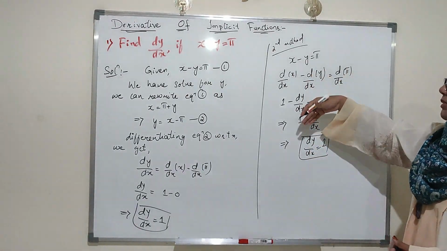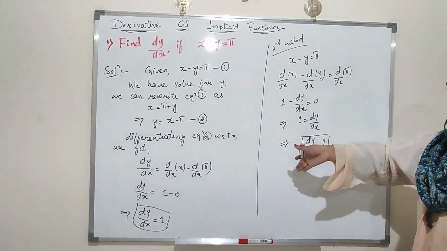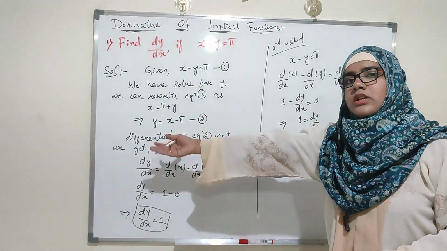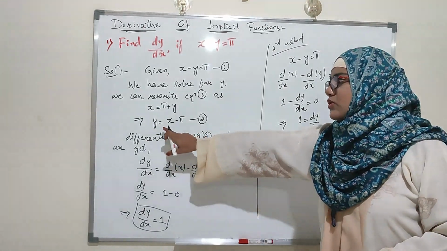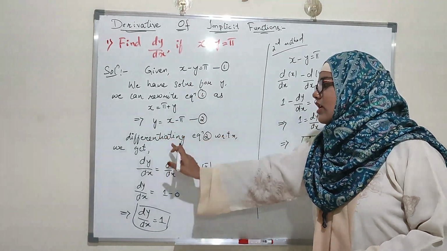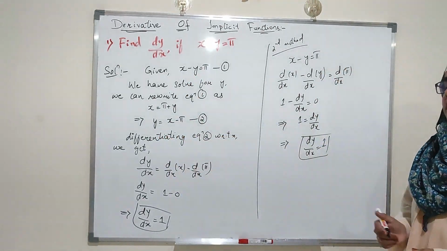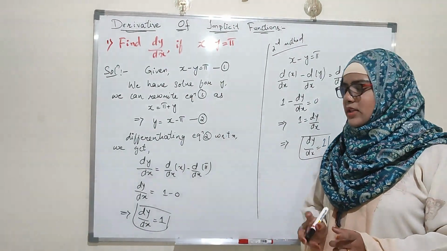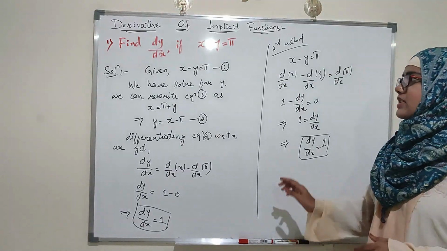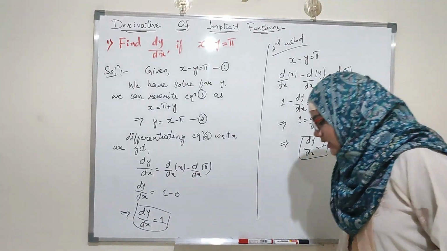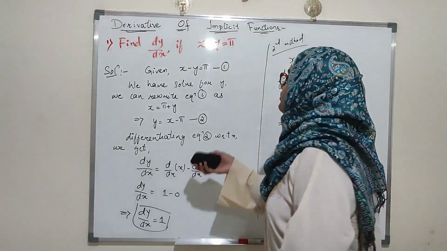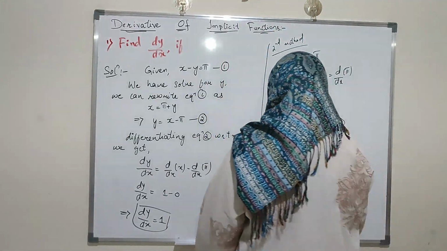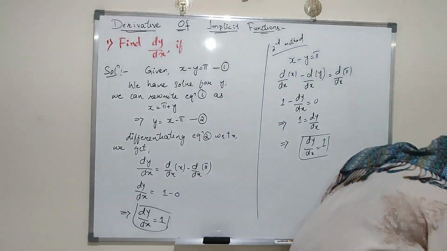So this is a simple method, or alternatively we can differentiate directly. In the first method we solved the given equation for y and then differentiated. In both methods we got dy by dx as 1. This is the first example. Now take another example. Find dy by dx if, you have to find, what is given to you.